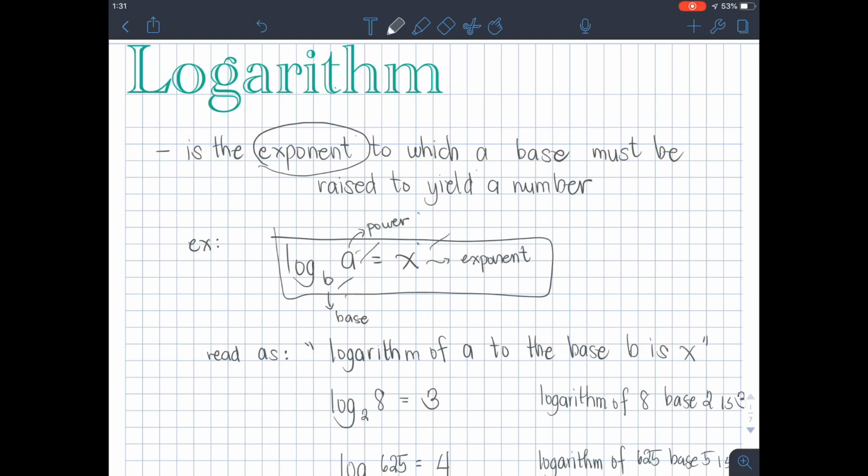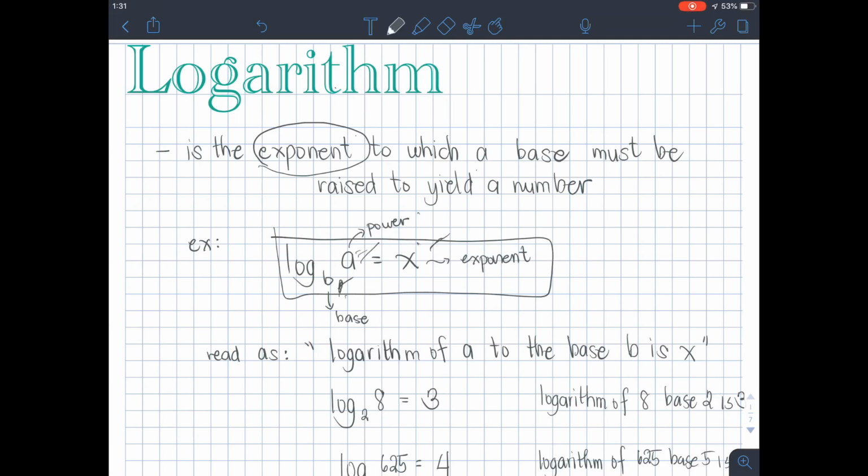So, every logarithm expression can be converted sa exponential expression kasi nga related sila sa isa't isa. So, ibig sabihin, yung x daw, siya yung exponent kung saan kapag niraise natin yung base na b, ang sagot ay yung power na a. So, logarithm of a base b is equal to x.